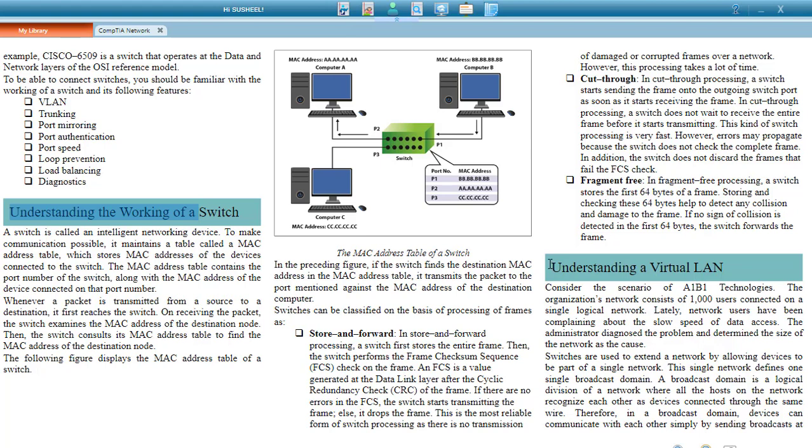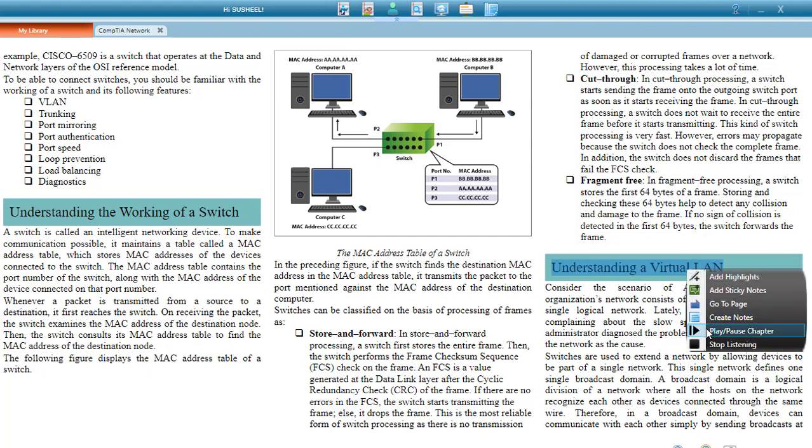Whenever a packet is transmitted from a source to a destination, it first reaches the switch. On receiving the packet, the switch examines the MAC address of the destination node. Then, the switch consults its MAC address table to find the MAC address of the destination node.